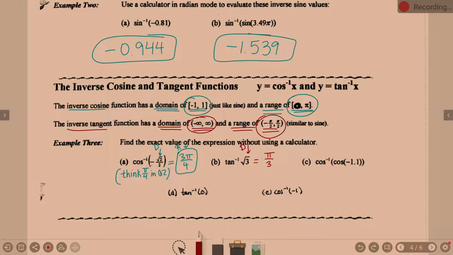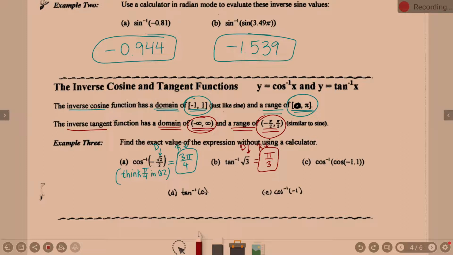Because it's a positive square root of 3, we're going to be in quadrant 1. So it's just your typical pi over 3. If that had said negative square root of 3, we'd have to go down to quadrant 4, and so we would say negative pi over 3. But since it was positive, it's positive. And that's between negative pi over 2 and positive pi over 2, right? 1.05 is less than 1.57, and so that's a good range value. Okay.